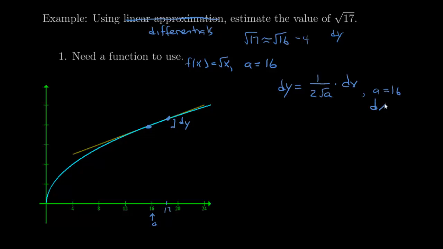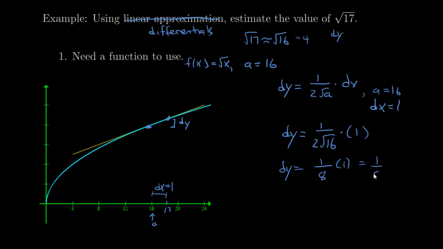Now what's dx? dx is the change in x. If I'm starting at 16 and I'm going to plug in 17 into this function, to get the square root of 17, then my little change in x is just 1. So then dx is 1. So let's go ahead and figure this out. We're going to have 1 over 2 root 16 times 1. Now that's going to be 1 over 8 times 1, which is just 1 over 8.